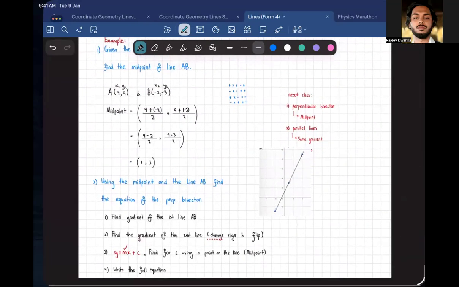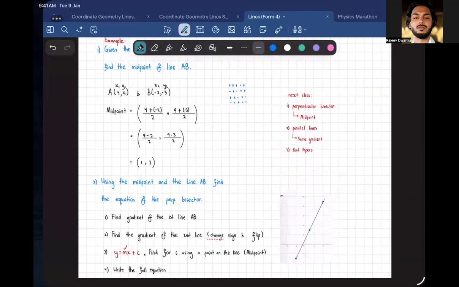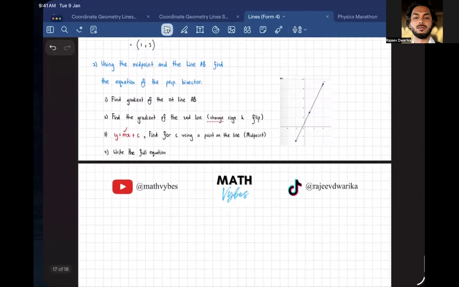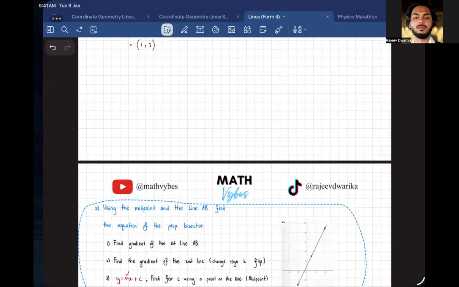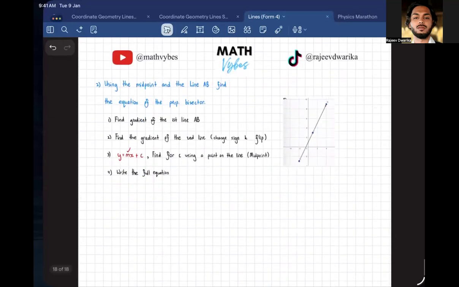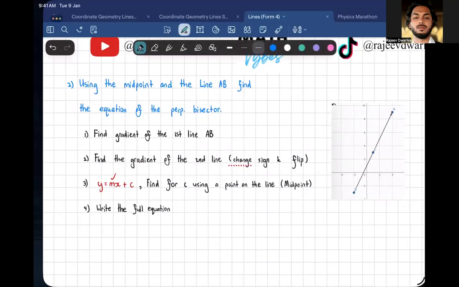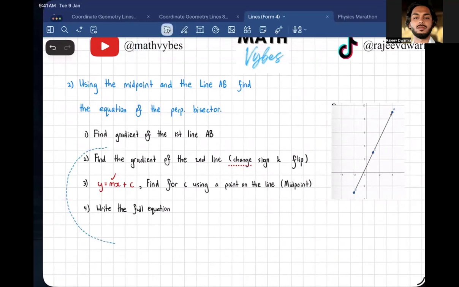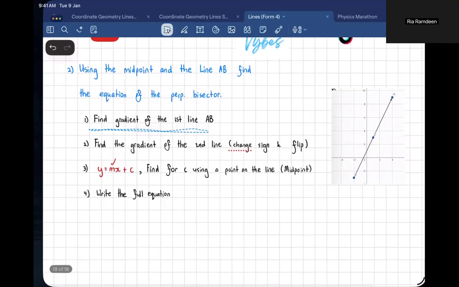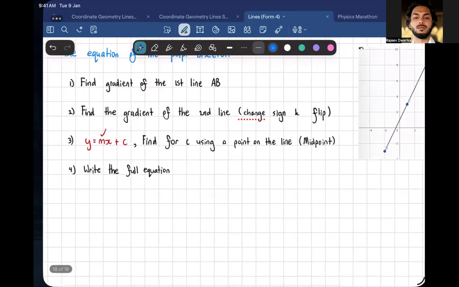So Ria, now that we understand these steps, let's do the question. Let me just move on to a new page. All right. So Ria, let's find the gradient of AB first. So that's the first thing I'm going to do. Ria, would you prefer it if I left the steps over here and did the working over here? Or would you prefer if I did the working for each step, like below it? No, you can leave it how it is. Okay, cool.